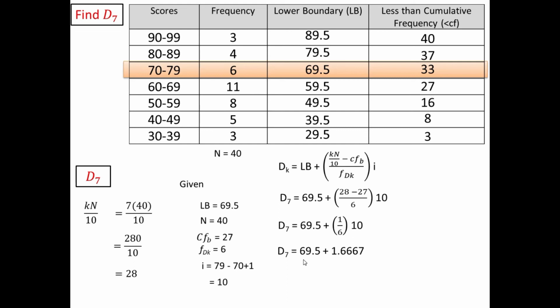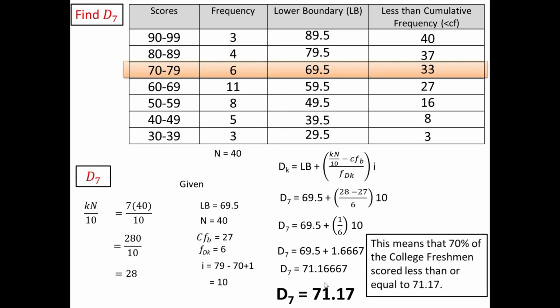Next, add mo na lang sa 69.5 plus 1.6667. The 7th decile is 71.16667. Round off mo lang sa 2 decimal dahil 6 to, tapos 6 yung susunod, so magdadagdag ka ng isa. Therefore, D sub 7 equals 71.17. And that is our final answer. Interpretation. This means that 70% of the college freshmen scored less than or equal to 71.17. I hope this is clear to everybody.